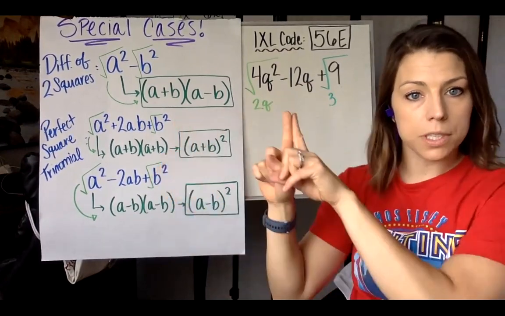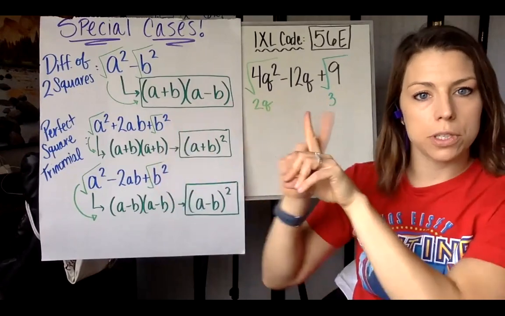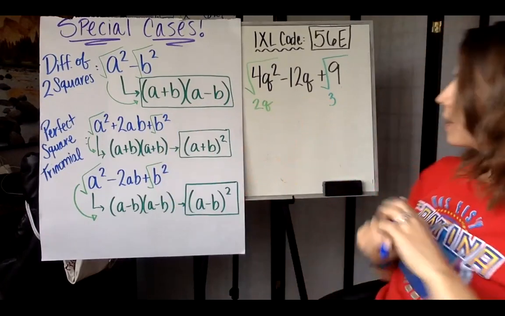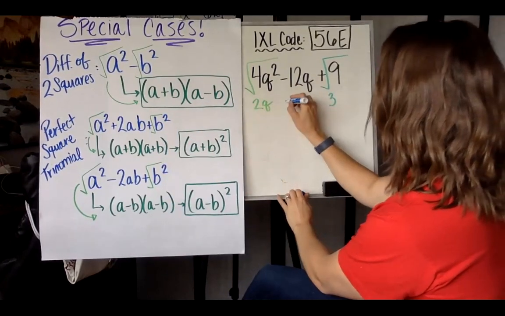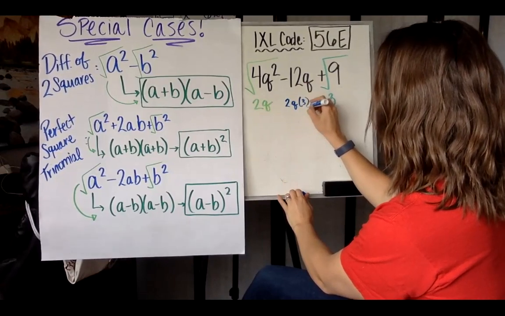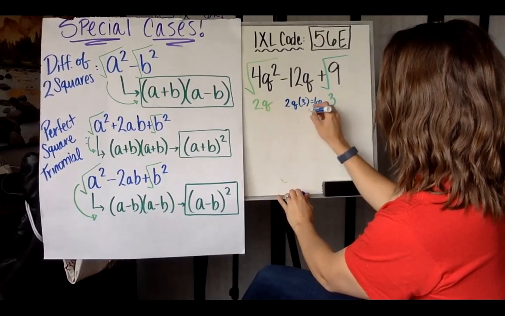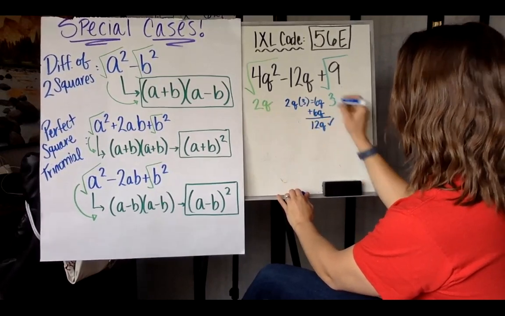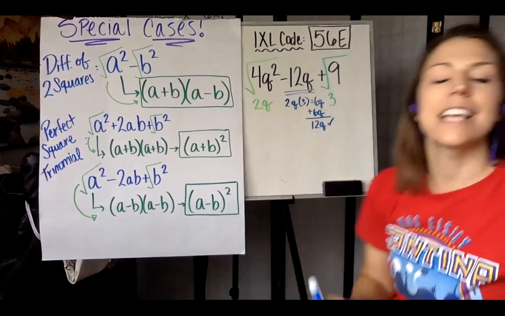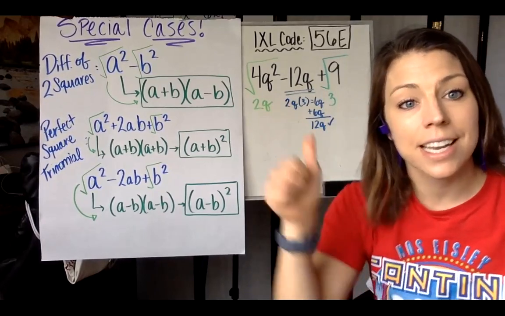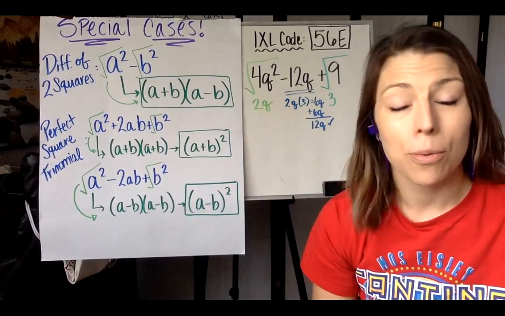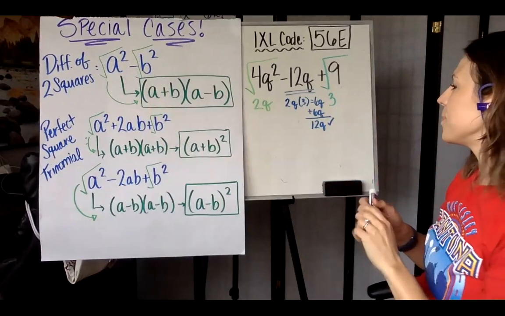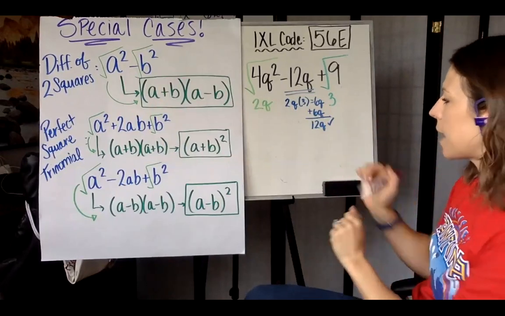All right, here's how we check the middle term. Ready? Multiply, add. You multiply them together, add them up, see if it equals 12. What's 2q times 3? That's 6q. And what's 6q plus 6q? 12q. And yes, that is our middle term. So what does that tell us? This is a perfect square trinomial. What does that mean? That means we get to use the shortcut. Yay, shortcut, right?